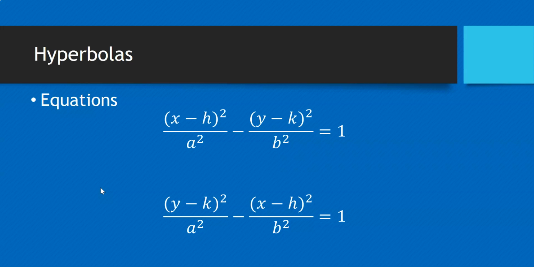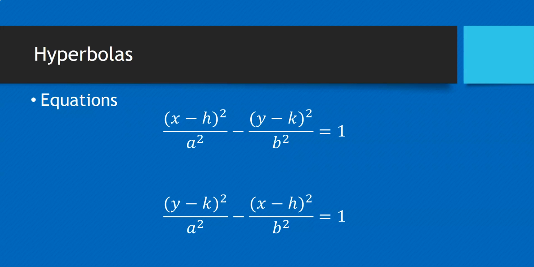All right, so we're going to look at the final conic section that we're going to examine, and that conic section is the hyperbola. The equations for the conic section of a hyperbola look like the following.